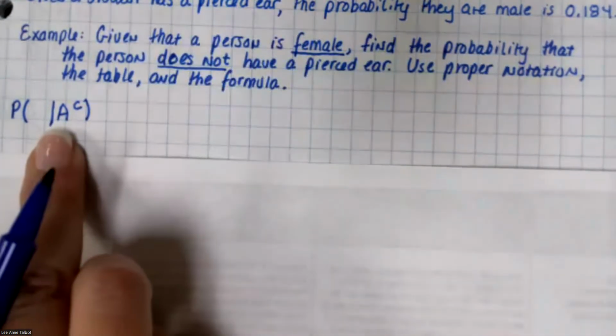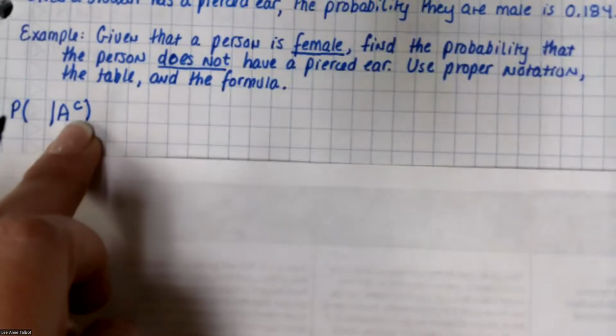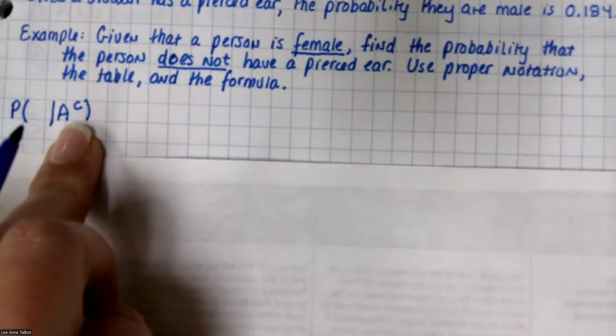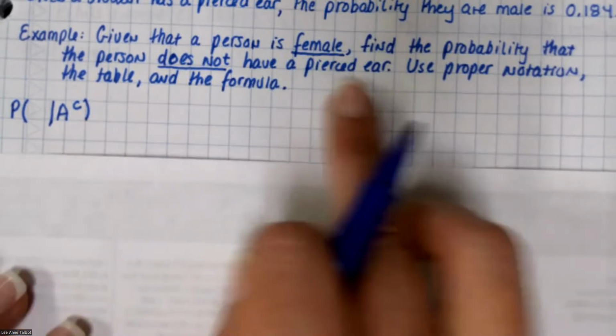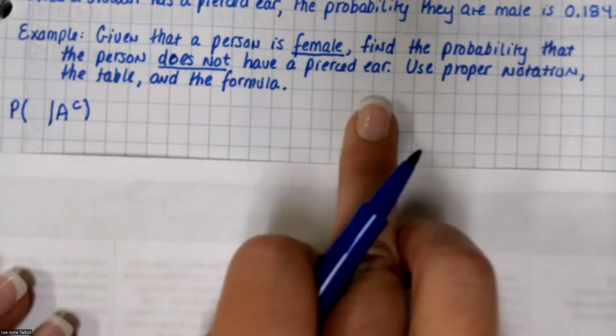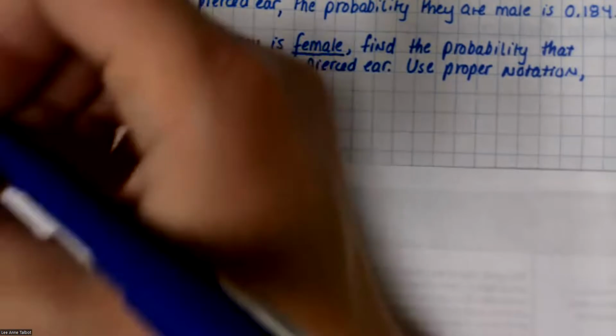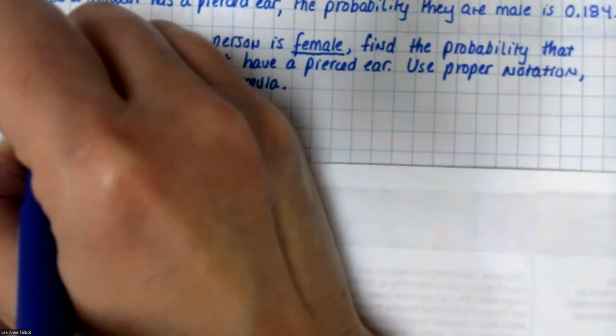So you always want to do the given part first, but the given part is the second part in the parentheses after the given line. So this is given, not male. Find the probability that the person does not have a pierced ear. So pierced ear, not.